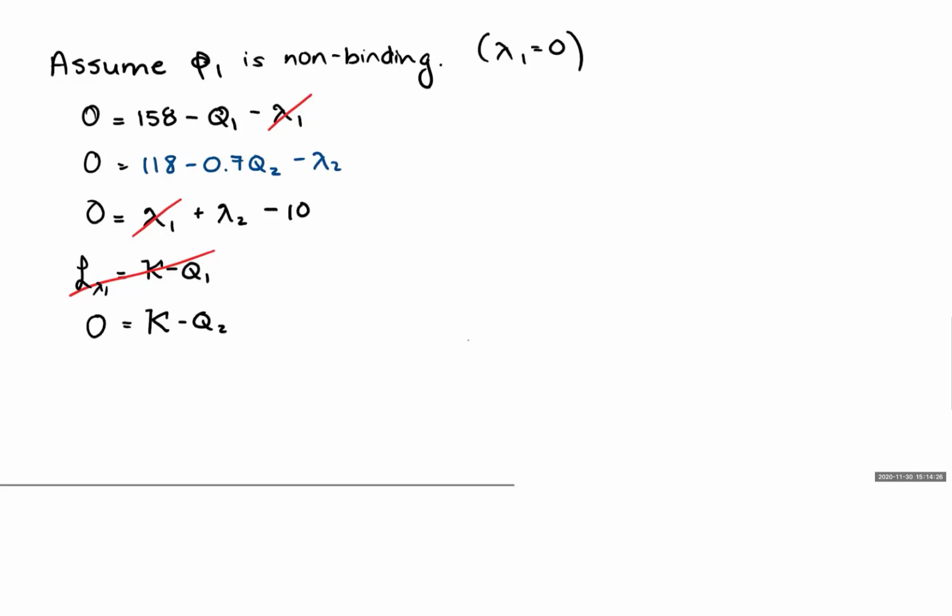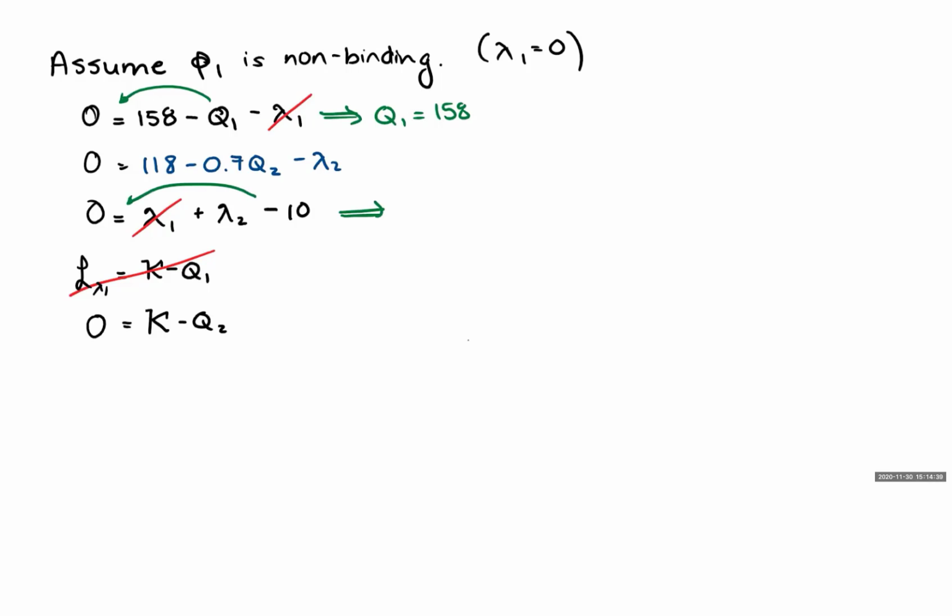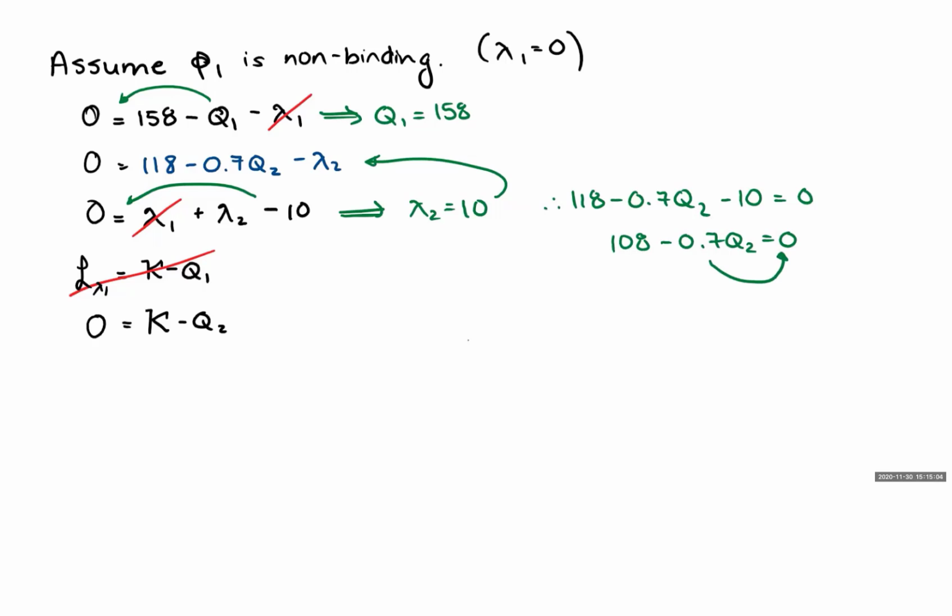So now solving for the first equation, I get Q1 is equal to 158. Just moving the Q1 over to the other side. For the third equation, I just need to move 10 over to the other side. I get lambda 2 is equal to 10. I can then sub this into our second equation, and I get 118 minus 0.7 Q2 minus 10 is equal to 0. 108 minus 0.7 Q2 is equal to 0.